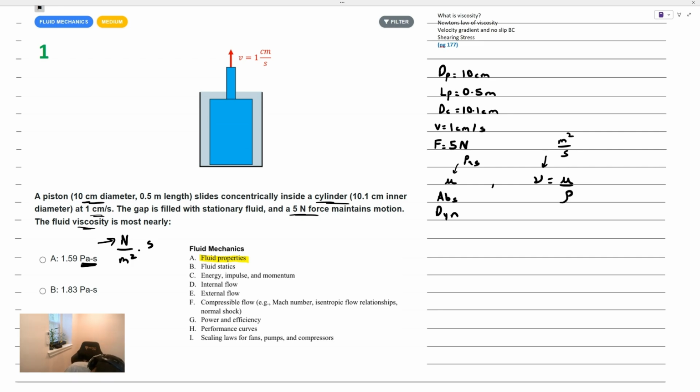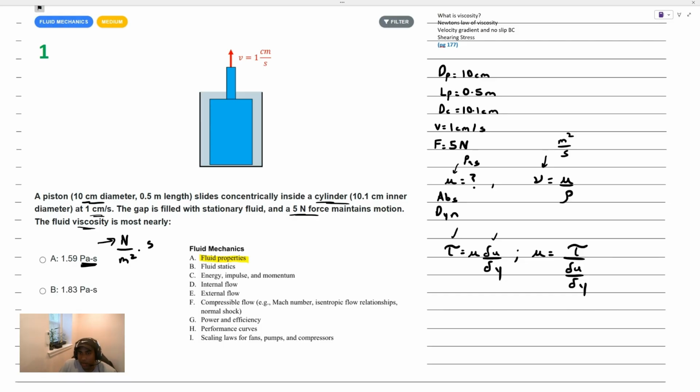And the fundamental relationship for viscosity is that the shearing stress, tau, is equal to the dynamic viscosity multiplied by the velocity gradient, du dy. So in this problem, we're looking for the absolute viscosity here. We can find that if we knew what the shearing stress is and we knew what the velocity gradient is. So we're going to go through each of those terms. And finally, we're going to take that ratio of the shearing stress divided by the velocity gradient.